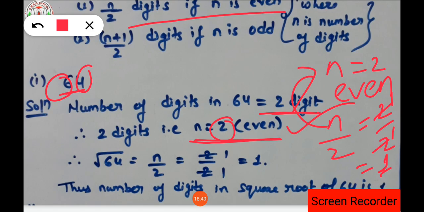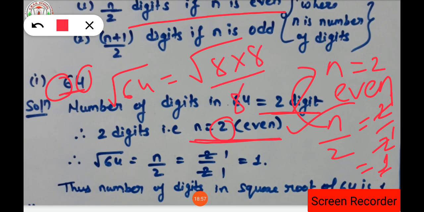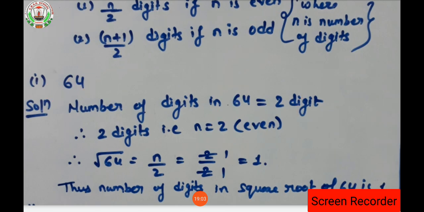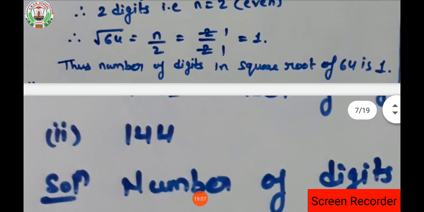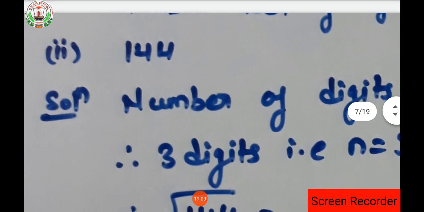Understood everyone? That means suppose 64 is there, 8 into 8 is how much? 64. That means square root of 64 is 8 itself. Look, square root of 64 is equals to, when you factorize 64, 8 into 8, the pair will come out, 8. So 8 is what? 1 digit only. That digit only is asked here. Understood everyone? So thus the number of digits in square root of 64 is 1.